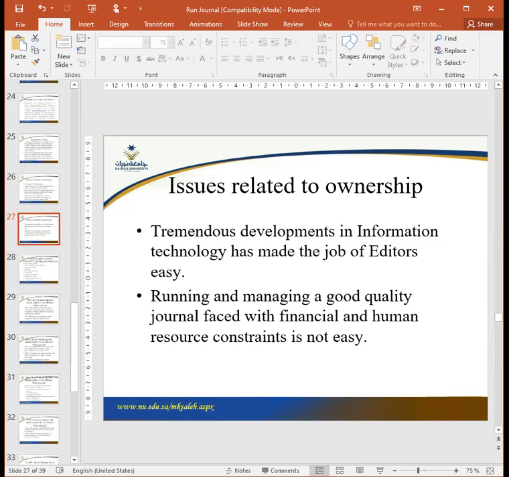Running and managing a good quality journal faced with financial and human resource constraints is not easy. It is a quite frustrating and stressful job, and all these problems and difficulties which one can encounter must be looked into before embarking on publishing a journal. However, the professional competencies of the editor will ensure smooth sailing to a great extent.